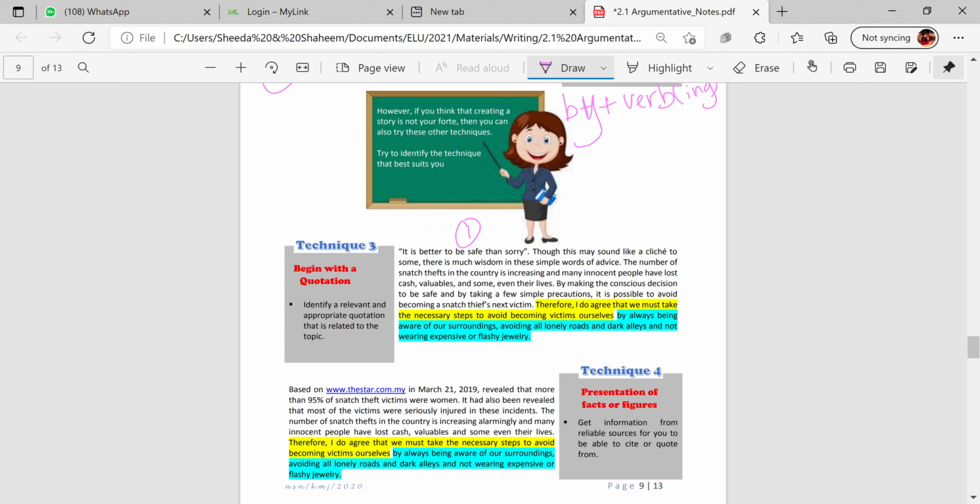Make sure that you understand how to use the quotation that you have in mind. So, "It is better to be safe than sorry." You begin with a quotation, and then you explain that quotation.